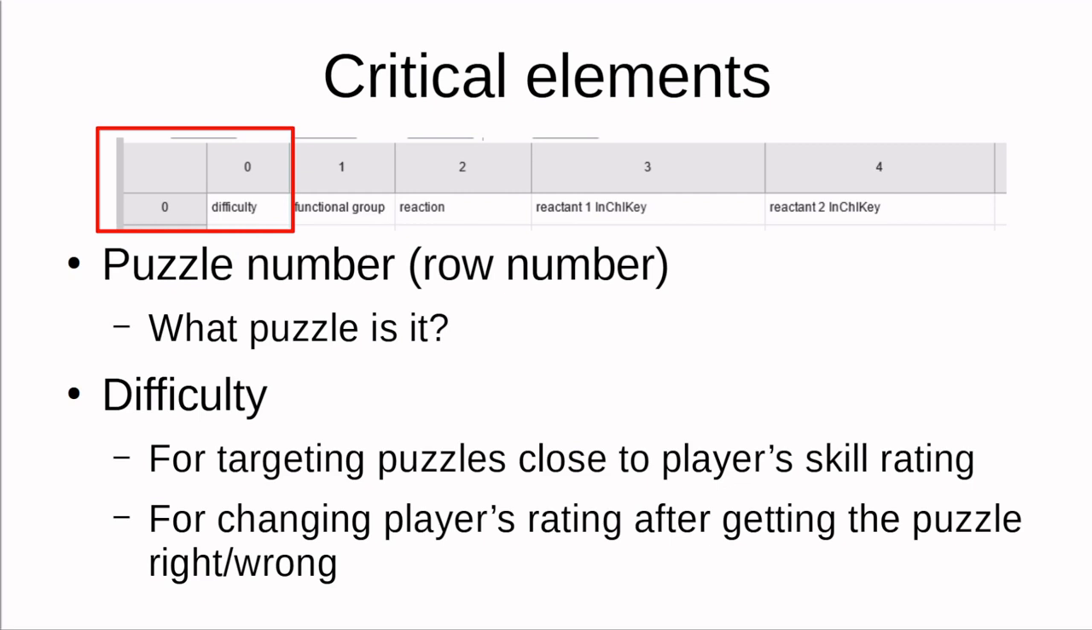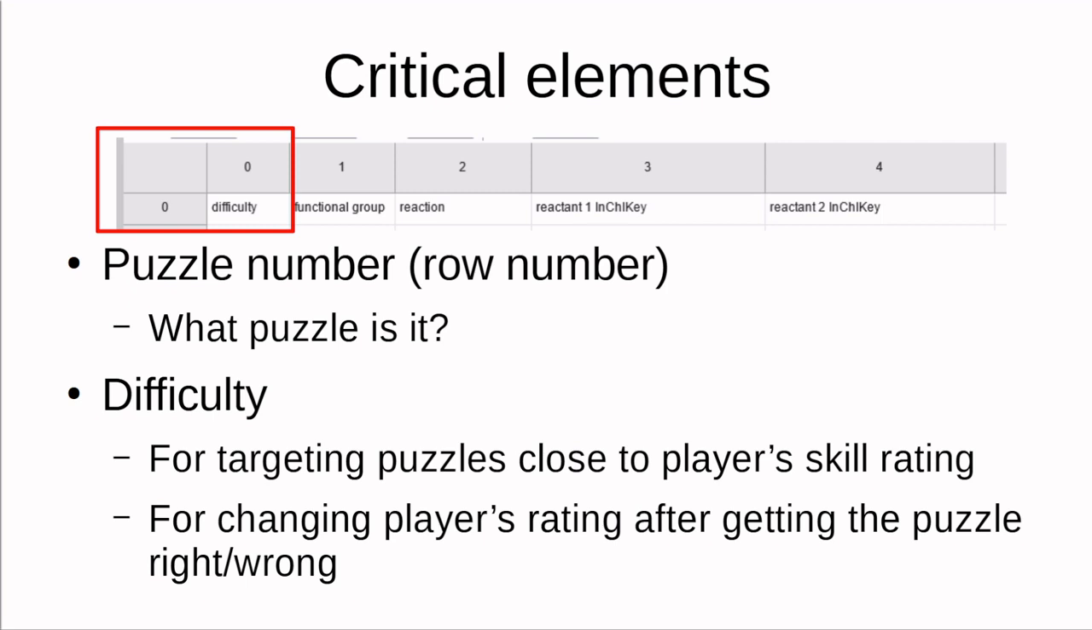All right, so what's actually in the database, I guess? First, there are what I guess are called critical elements, the puzzle number and the difficulty rating. The puzzle number is actually just the row number for the array that identifies the puzzle you're talking about. So row 1 is puzzle 1, row 2 is puzzle 2, etc. And that's important because you need to know what puzzle you're talking about, obviously.